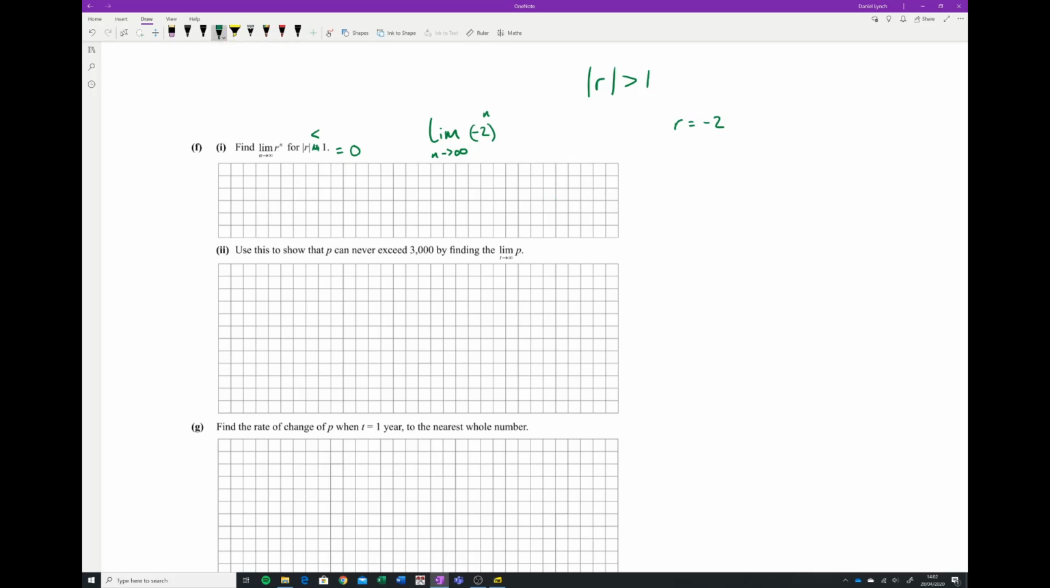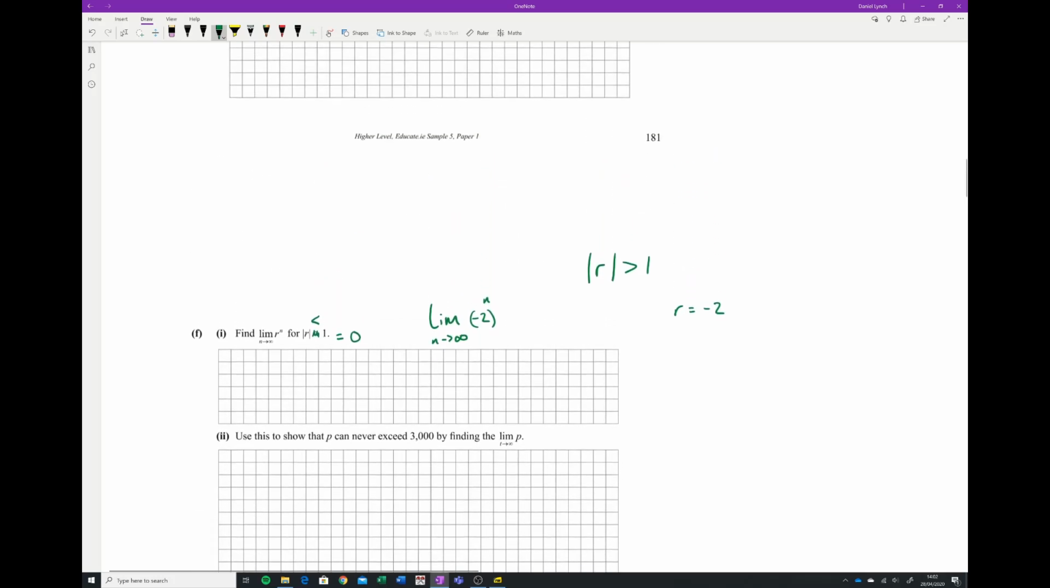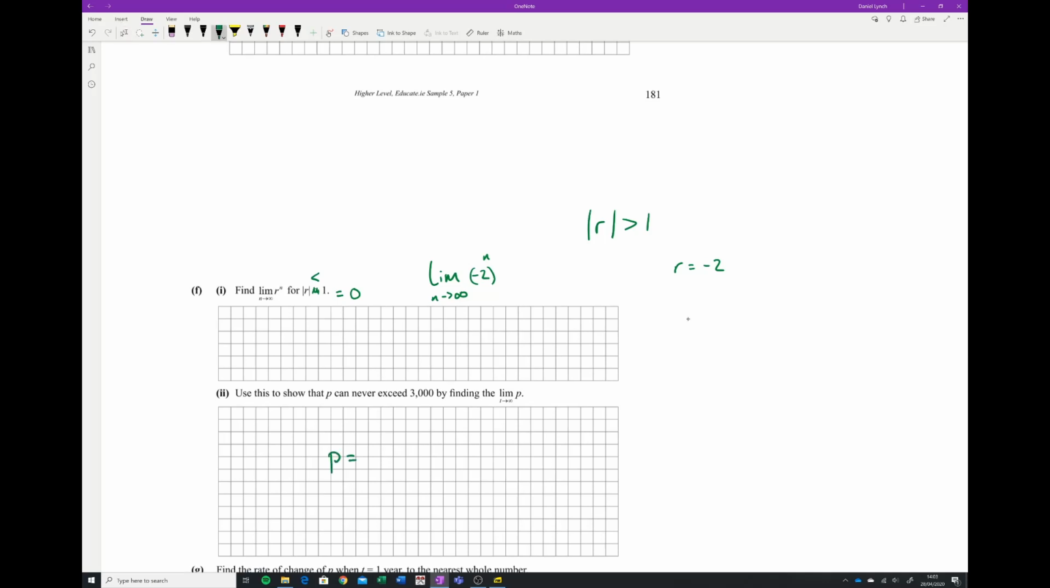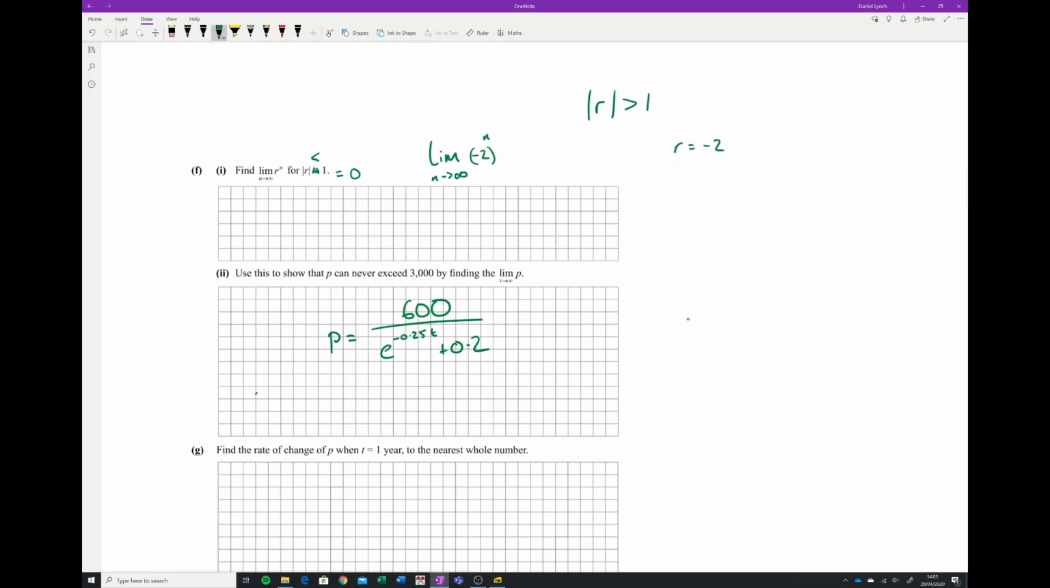I suspect that's what the question wanted, because it specifically says use this property to show that p can never be above 3000. Now we got what p was. P is equal to 600 over e to the -0.25t plus 0.2, like that. And it wants us to get the limit of p as t goes to infinity. So we just have to see, if we were to place infinity in here for t, what would go on?